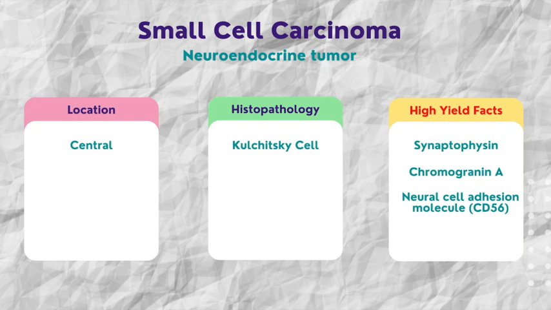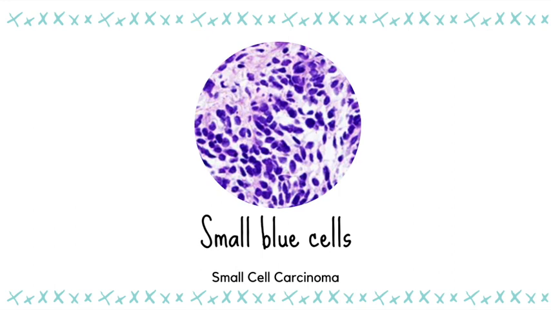So remember, let's just really hammer this home. Synaptophysin, chromogranin A, neural cell adhesion molecule CD56. Small cell carcinoma is a neuroendocrine tumor. On histology, you can see small blue cells just like this image right here. So again, pause the video right here, really look at this image and just drill it into your brain. Small blue cells, small cell carcinoma.